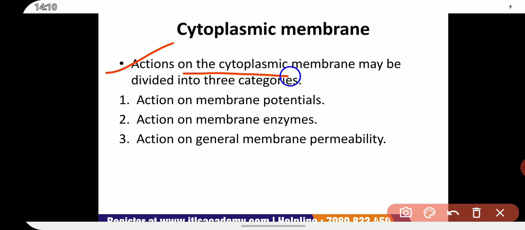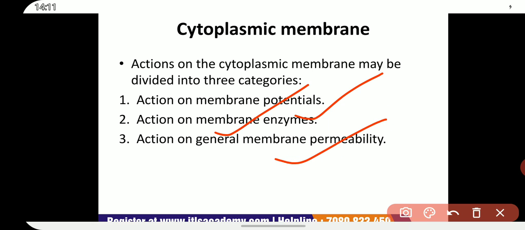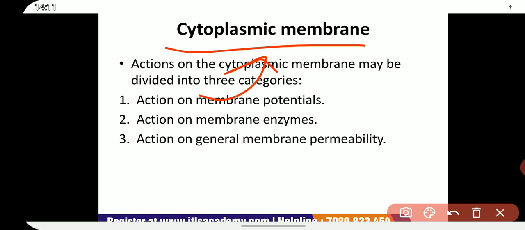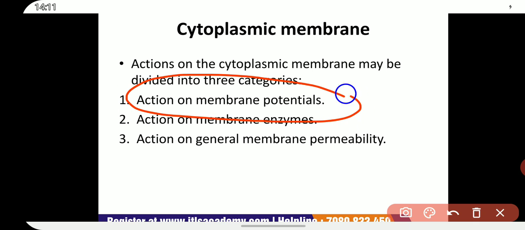Actions on the cytoplasmic membrane may be divided into three categories. These are action on membrane potential, action on membrane enzymes, and action on general membrane permeability. If there is any antibiotic that specifically attacks the cytoplasmic membrane, then it can function by action on membrane potential.